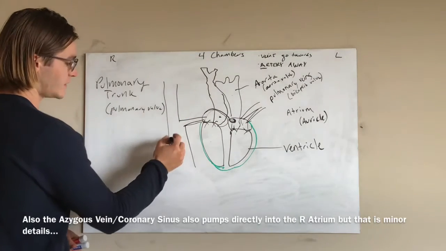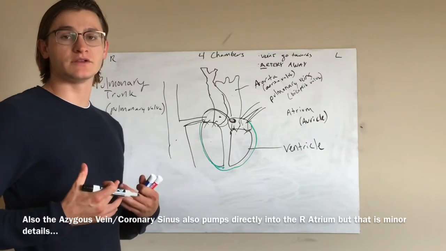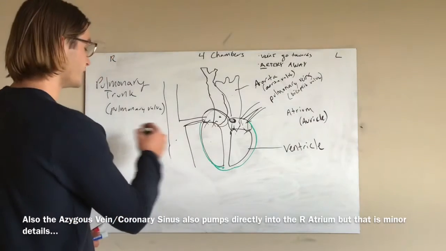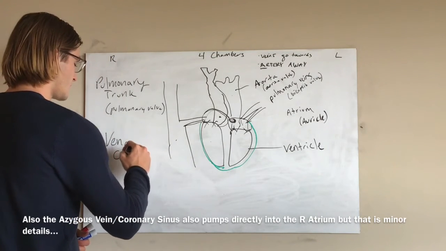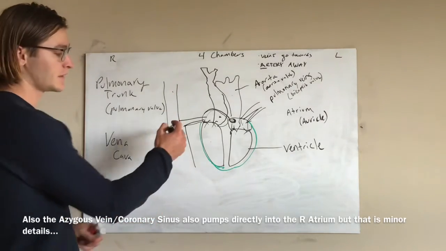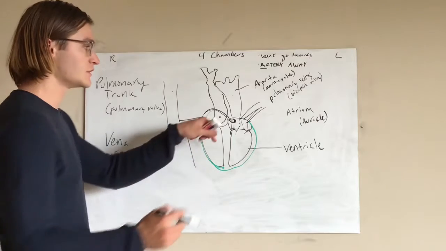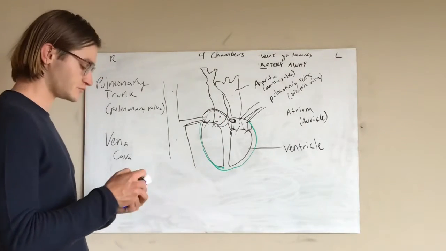And then right here we have a big vein. It flushes all the deoxygenated blood out of our body, pretty much. It's the vena cava. This would be the superior vena cava, and this would be the inferior vena cava. And this is the vena cava that pumps right into the atrium, the right side of the atrium.